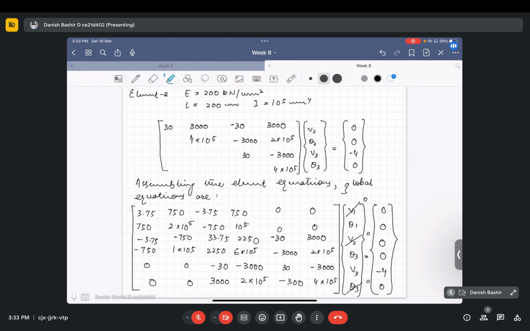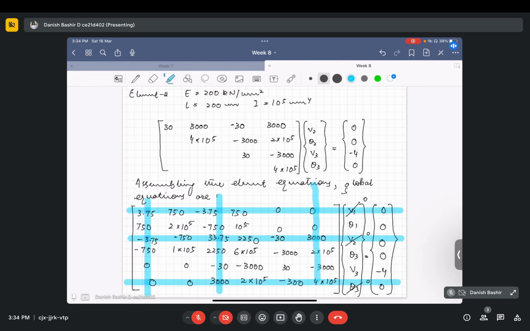I told you the trick for that. Where there is 0, you have to delete that row and that column. Then we have the third row, you have to delete the third row and the third column. Then for the sixth, you have to delete the sixth row and the sixth column. Then we are left with only these very small values.